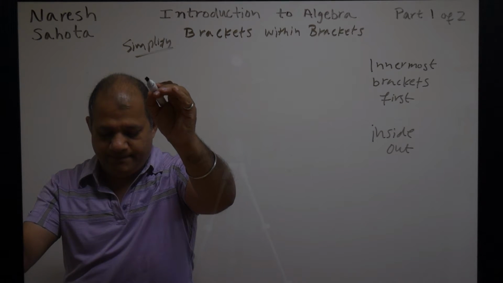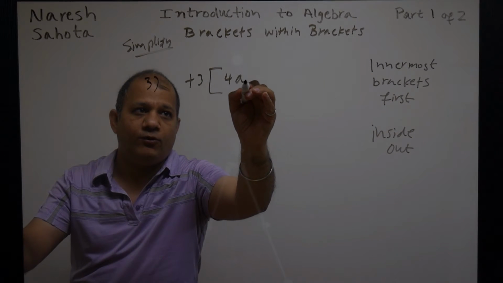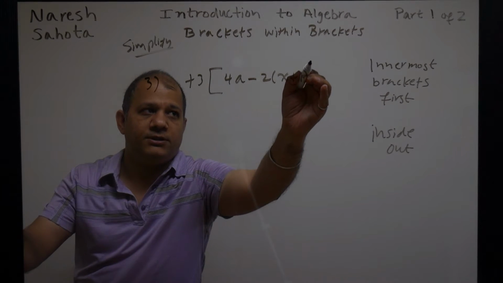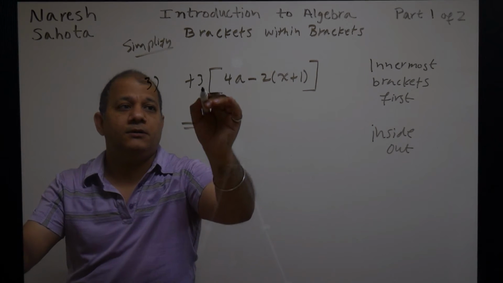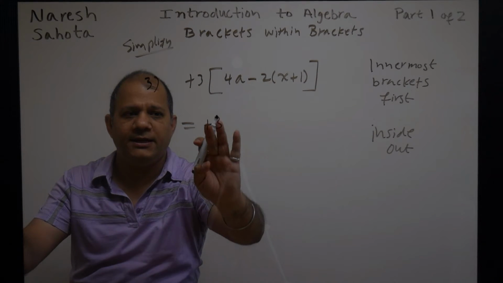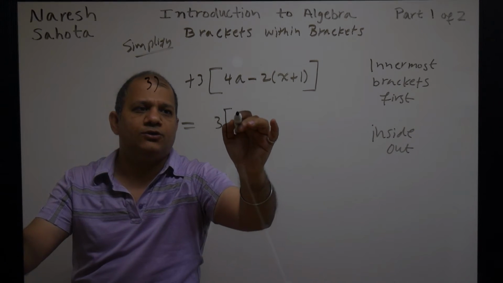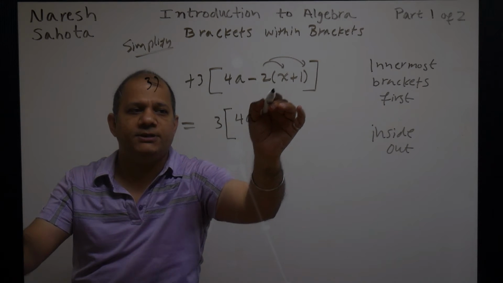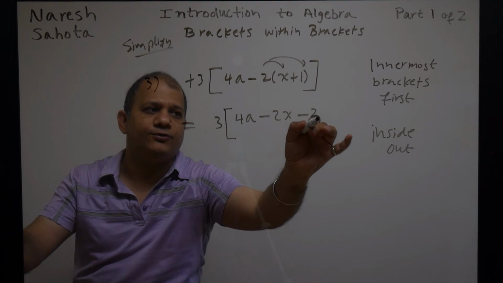So, number 3. So, positive 3 on the outside. Then we have, let's say, 4a minus 2 times x plus 1, close parentheses, close square bracket. Okay. So again, we want to work from inside out. So we'll copy the factor of positive 3 on the outside. And I'm actually going to take the positive out. I don't need that excessive sign. So copy 4a. And now let's multiply this out. Negative 2 times x is negative 2x. Negative 2 times 1 is negative 2.